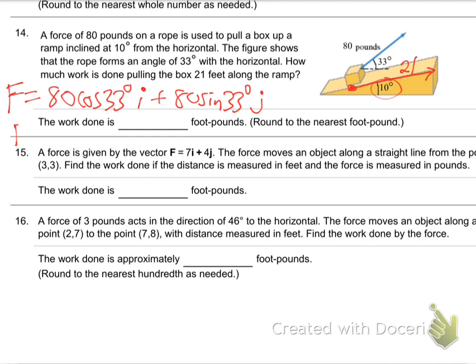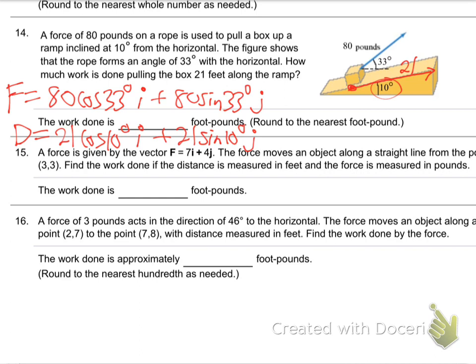So what's the distance vector going to be? Same thing as the force. 21 cosine 10 degrees I plus 21 sine 10 degrees J. Making sense? See how we're doing that? See how it's kind of the same thing every time like that? And now we just dot them.